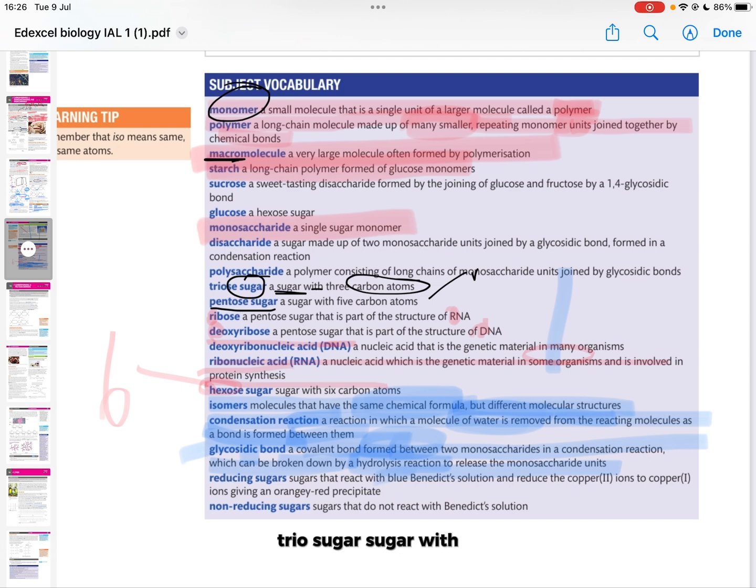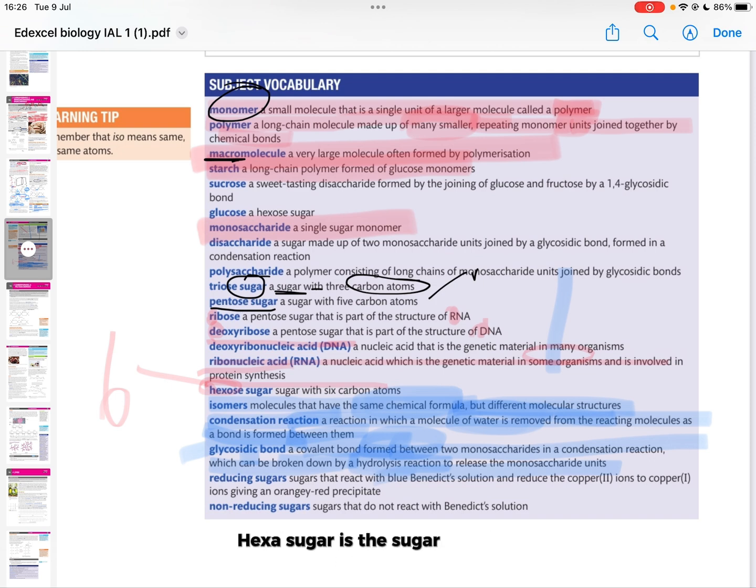Triose, a sugar with 3 carbon atoms. Pentose, with 5 carbon atoms. Ribose, a pentose sugar that is part of the structure of RNA. Deoxyribose, a pentose sugar that is part of the structure of DNA. Deoxyribonucleic acid is DNA, a nucleic acid that is the genetic material in many organisms. Ribonucleic acid is RNA, a nucleic acid which is the genetic material in some organisms and is involved in protein synthesis.